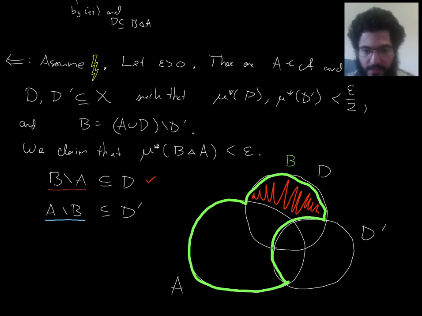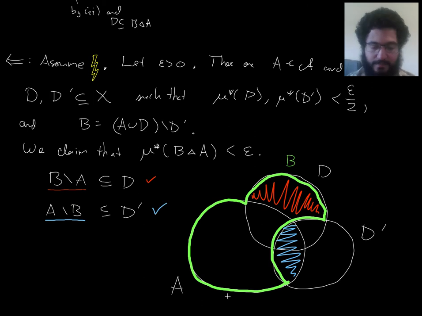So what's A delete B? A is this white circle over here. And then delete B, so look at all the stuff that is in this white circle, but not in the green region. So that would be the stuff here. In the white circle, but not the green region, and indeed that's a subset of D prime. Okay, so good.